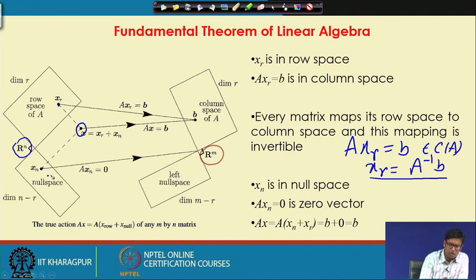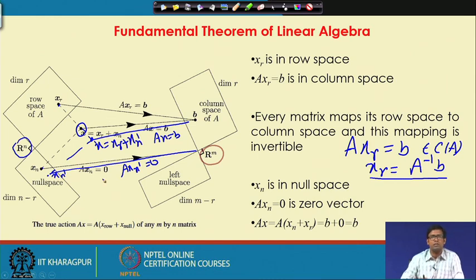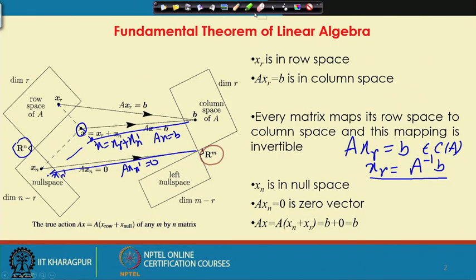So, this can be another x_n1, which similarly gives us A x_n1 = 0, and we can get another solution x = x_r + x_n1, and this Ax is also b. So, there are an infinite number of x's if the null space is non-zero, giving me Ax = b. So, this mapping is not invertible.